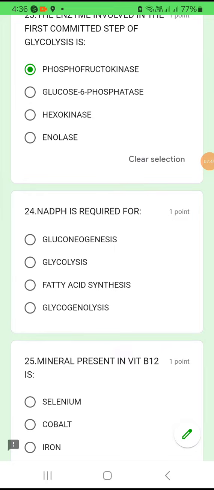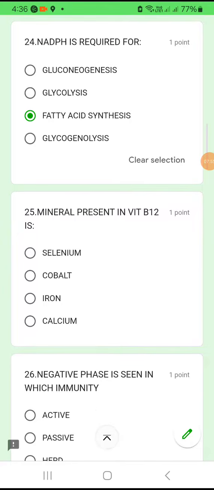Now question number 24. NADPH is required for what? For gluconeogenesis or glycolysis or fatty acid synthesis or glycogenolysis. NADPH is required for fatty acid synthesis. Okay, option C is the answer.